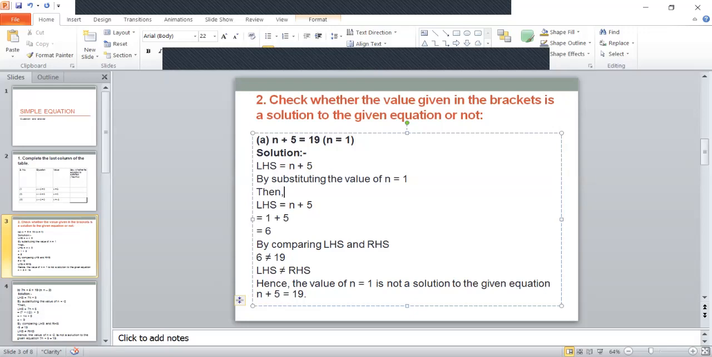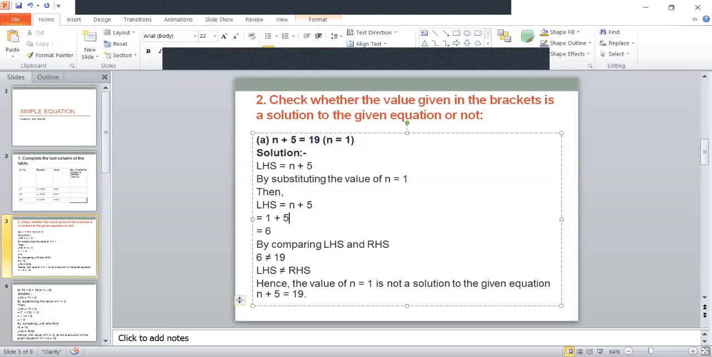So let's check. Satisfy means what? I just told you, satisfy means LHS should be equal to RHS. Whenever we put the value of the unknown variable in the equation, at that time the LHS should be equal to RHS. If LHS is equal to RHS, then only the equation is satisfied with this value, otherwise not. So let us take the equation: n plus 5 is equal to 19.